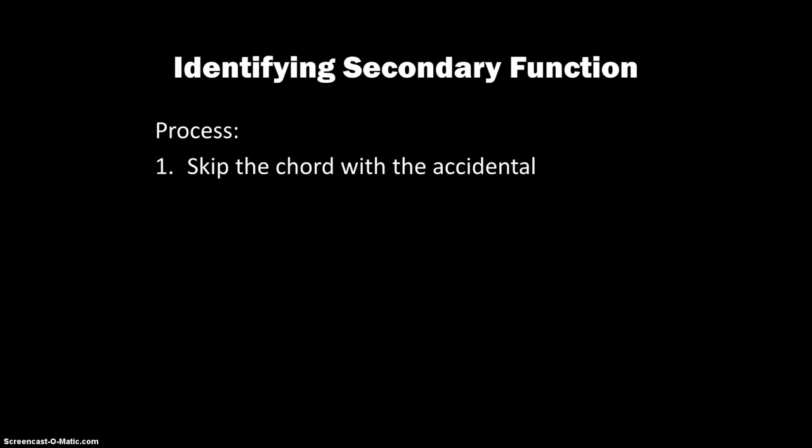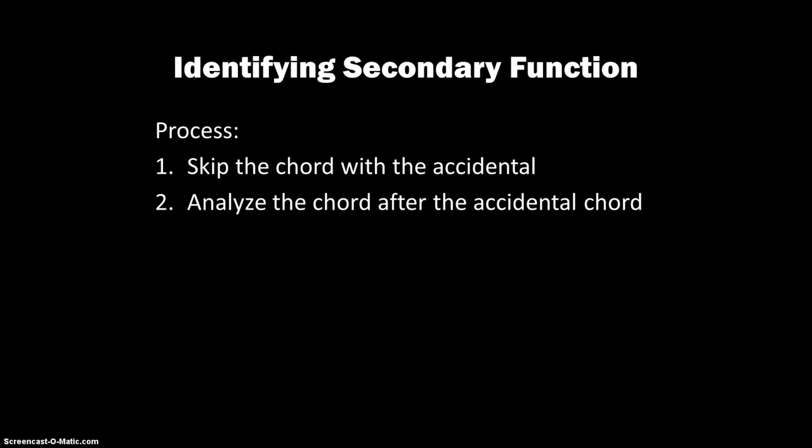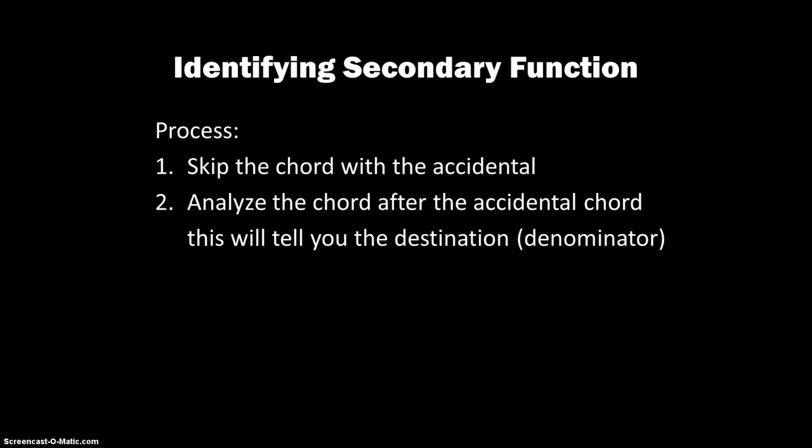First of all, when you see an accidental, skip the chord that the accidental is in. Just walk away from it. Skip over it, don't pay attention to it in the least. Two, you're going to analyze the chord after the accidental chord based on the diatonic function of the original key. Okay? And that is going to give you the destination of the accidental chord and also give you the denominator, or the bottom number of your fraction.